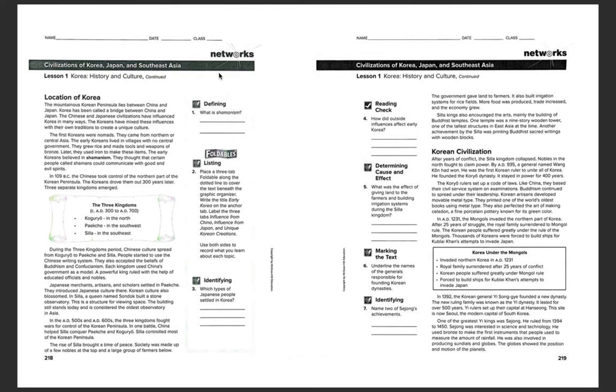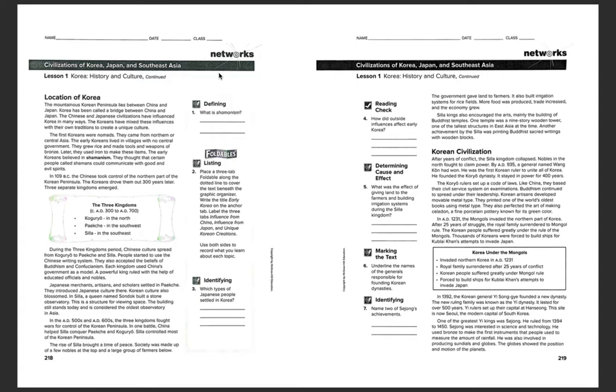Let's look here. We're going to start with lesson 1, the civilizations of Korea, Japan, and Southeast Asia. Lesson 1 is on the history and culture of Korea. It says here, the mountainous Korean peninsula lies between China and Japan. Korea has been called a bridge between China and Japan. The Chinese and the Japanese civilizations have influenced Korea in many ways. The Koreans have mixed these influences with their own traditions to create a unique culture.